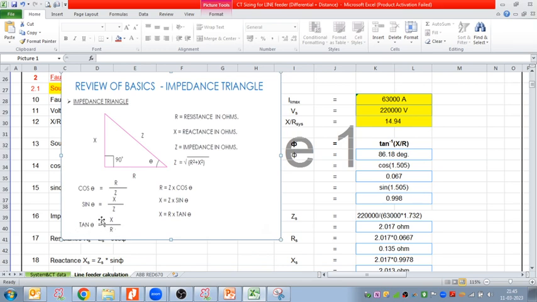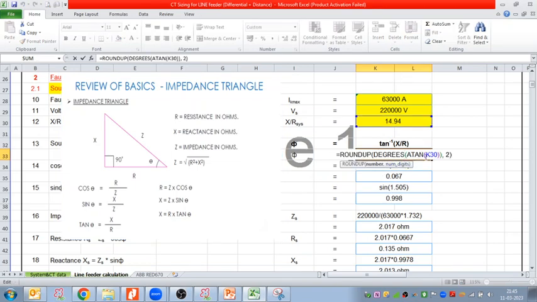So theta would be tan inverse X by R, just tan inverse of 14.94. Rounding to two digits, that comes to 86.18 degrees. Or you can do the calculation on Google also: just take tan inverse and put in 14.94, and this value will come here.